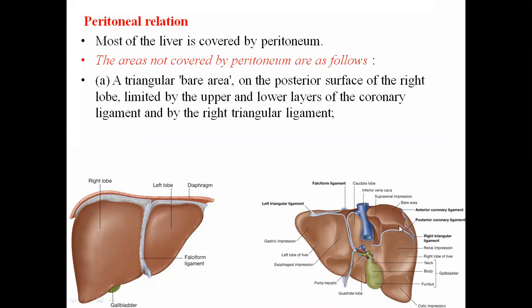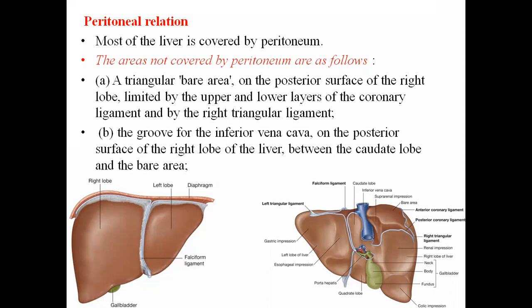Since it forms a triangular area, the bare area on the liver, this ligament also changes its name to the triangular ligament. So you can say that the anterior coronary ligament at the right end is called the triangular ligament, right triangular ligament. Okay, this one. So we can say that the anterior coronary ligament continues as the right triangular ligament. The inferior or posterior layer of the coronary ligament continues as the right triangular ligament. So the bare area is in between the anterior and posterior layers of the coronary ligament, and also in between the right triangular ligament.